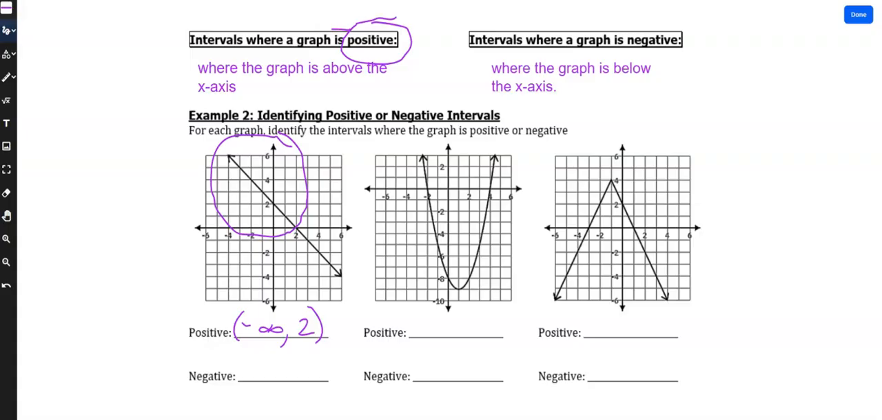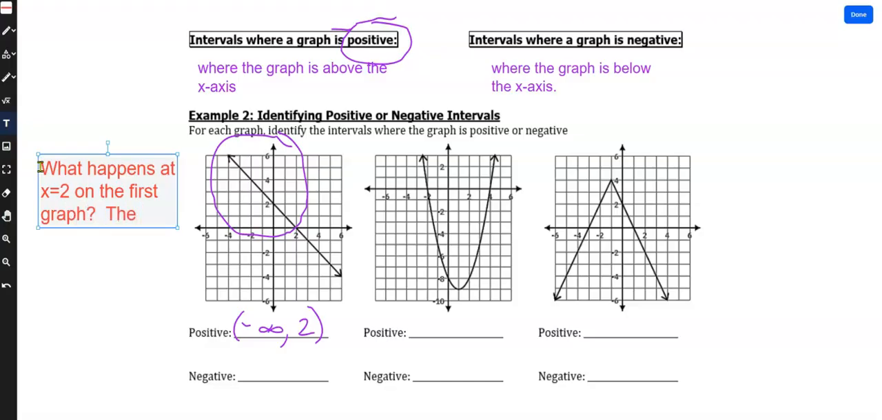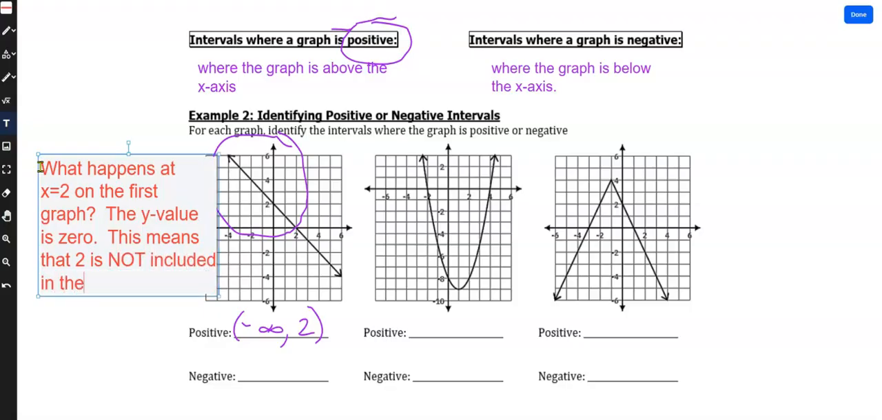Please do not include the 2. What happens at 2? The graph, the y value is 0. So is that positive or negative? Neither. This means that 2 is not included in the interval because it's not positive or negative.